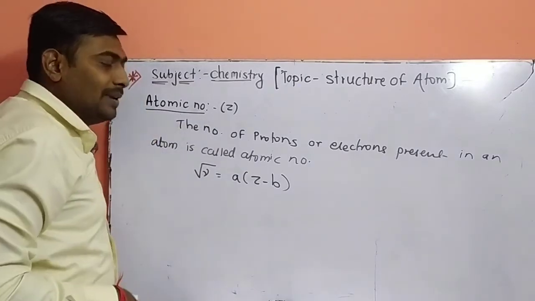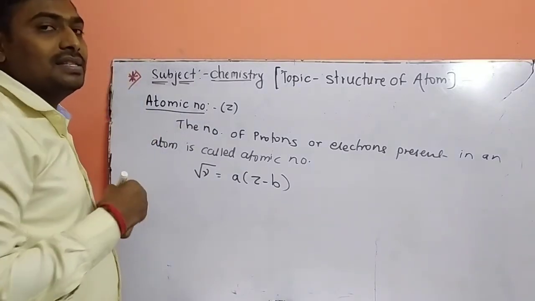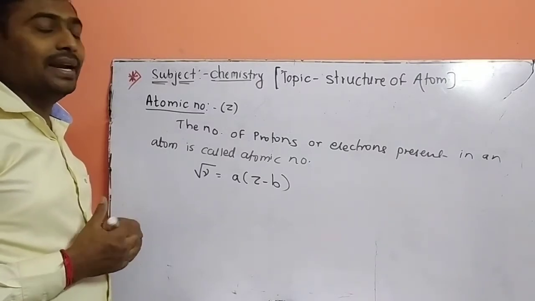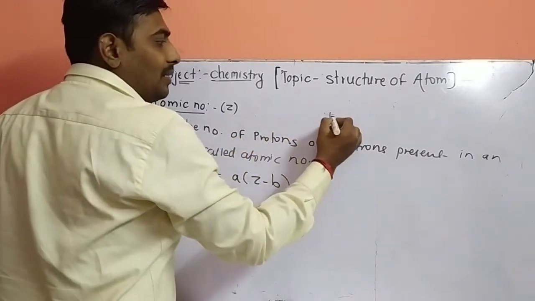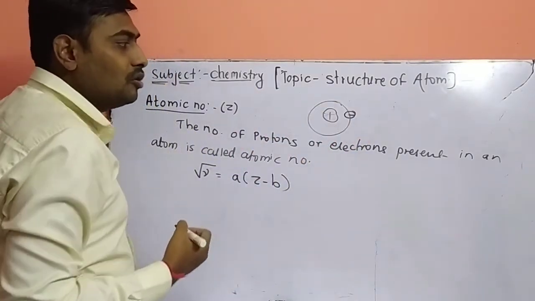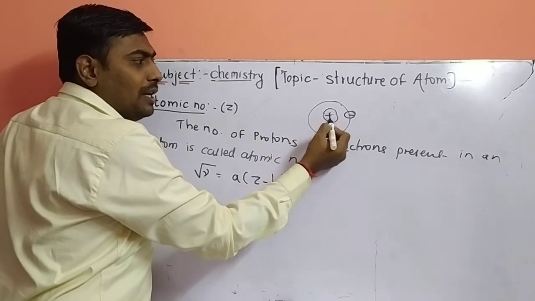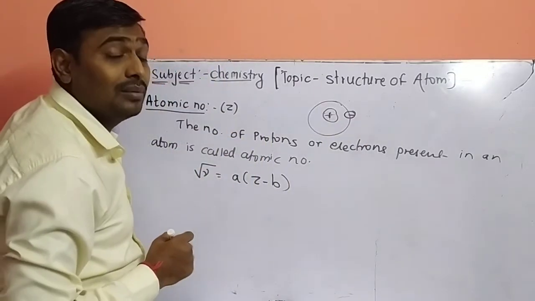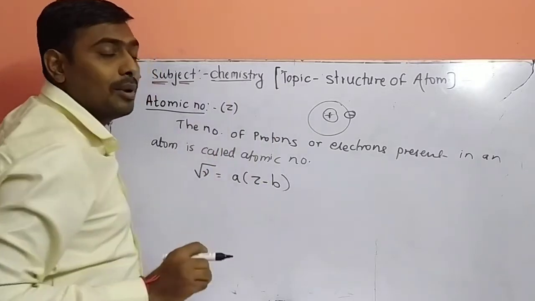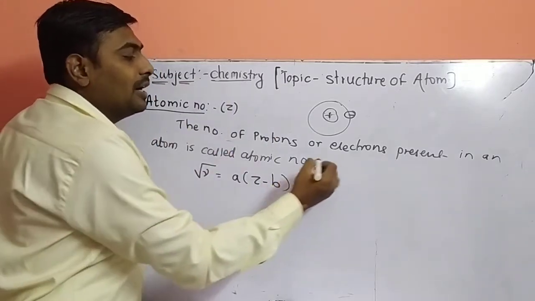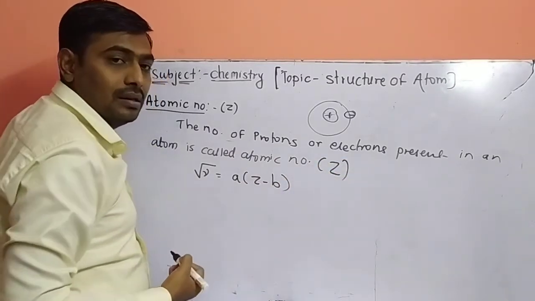First of all, atomic number. Atomic number is denoted by capital Z. According to the Rutherford model of the atom, the number of protons in the nucleus, or the number of electrons rotating around the nucleus, is called the atomic number, denoted by capital Z.